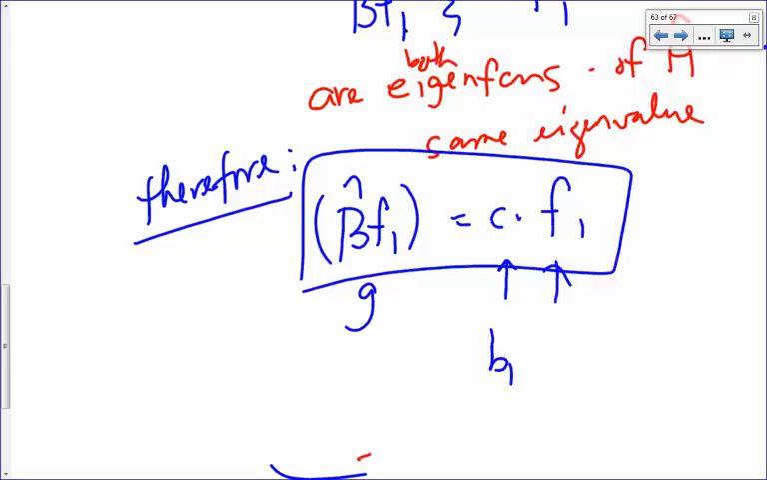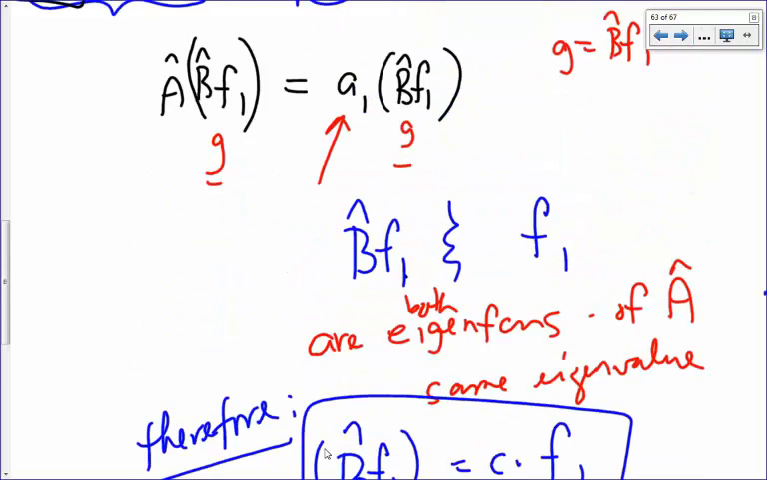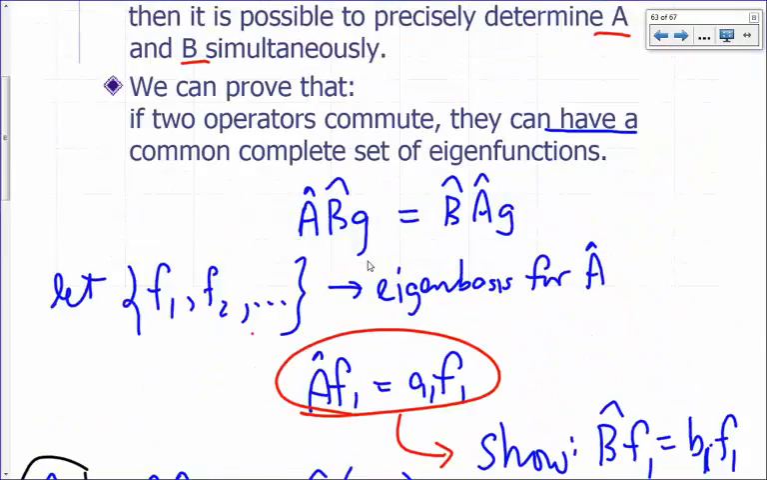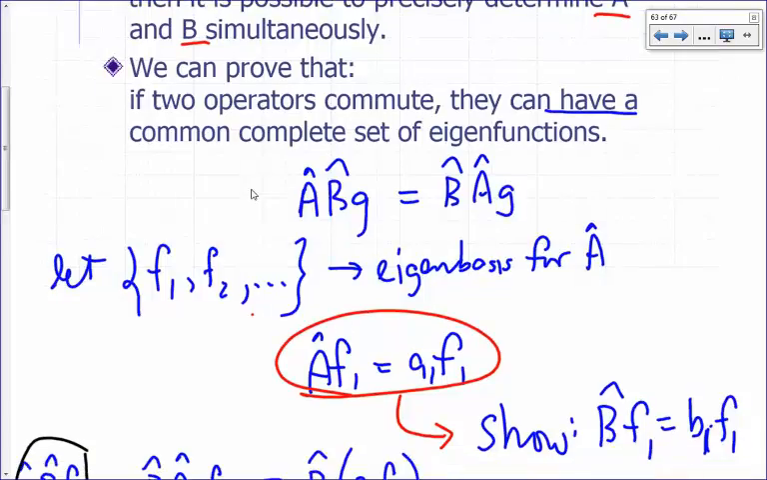Okay? So that means it's possible for us to choose a common complete set of eigenfunctions for two operators if they commute. And if we can do that, remember, if your wave function, your psi, is an eigenfunction of an operator, you can precisely determine that property corresponding to that operator.